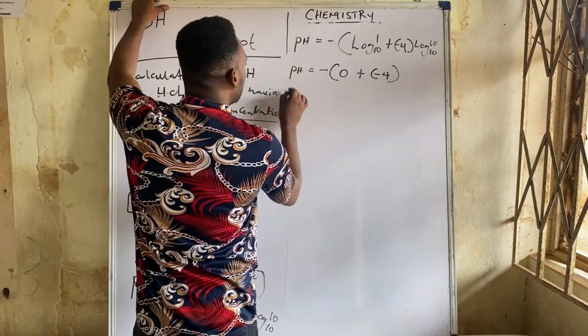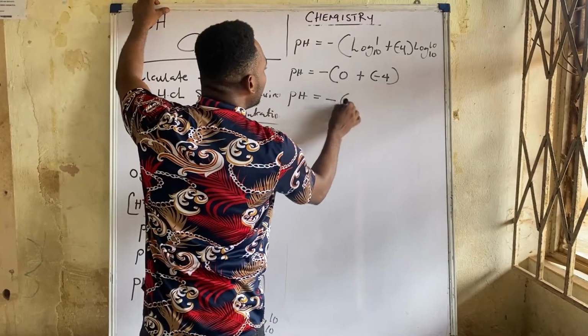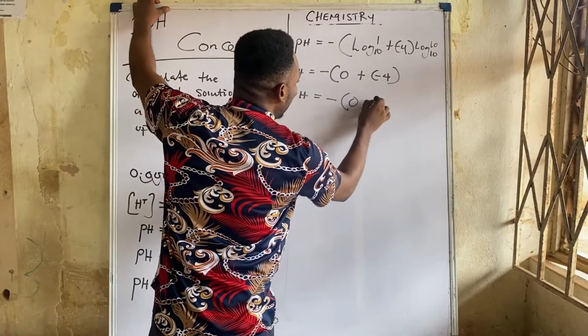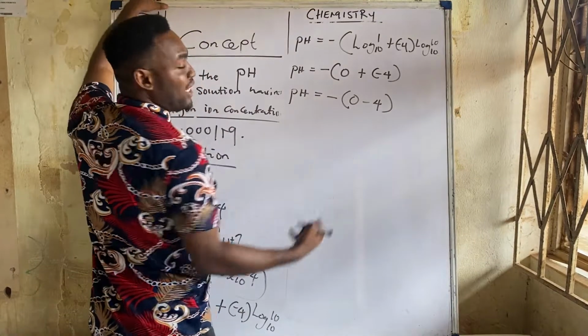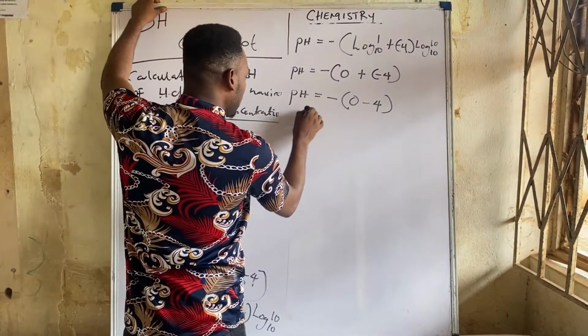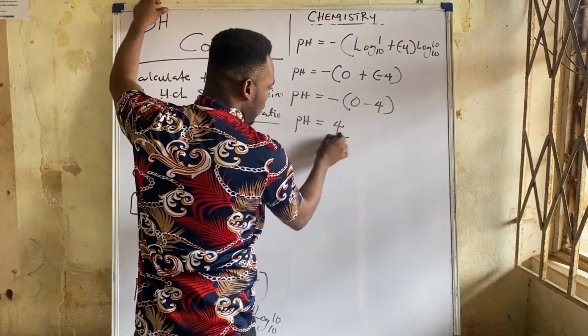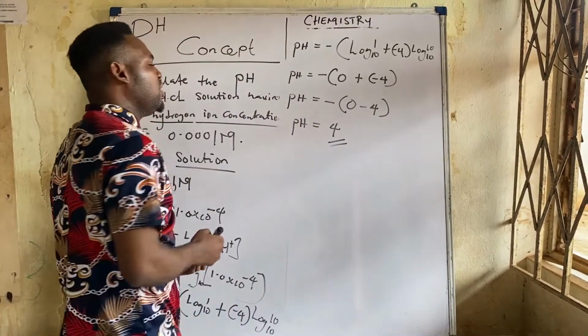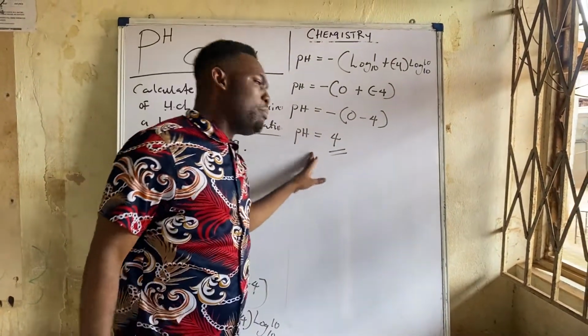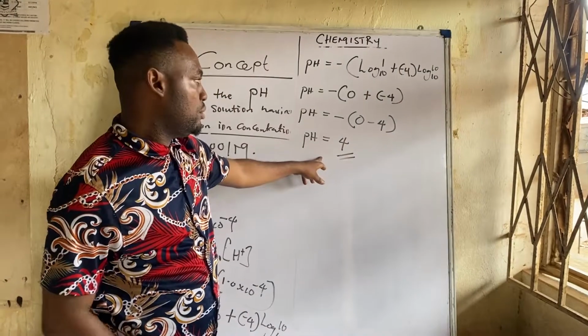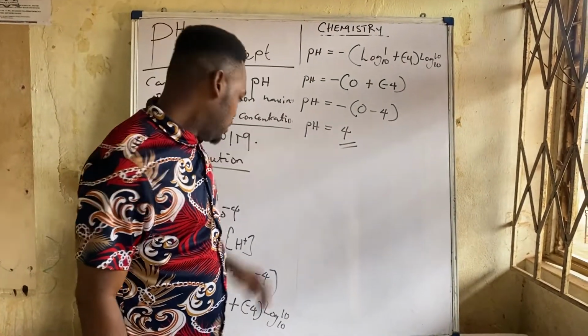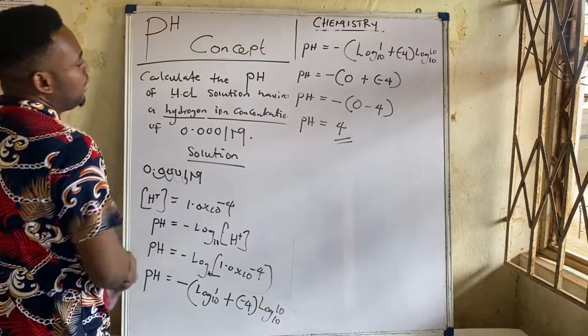So you see this now. pH will become negative 0 plus times minus minus 4. When you open the bracket, of course, you know that your pH will be equal to what now? 4. So this is one way of solving it with the normal method. Alright?